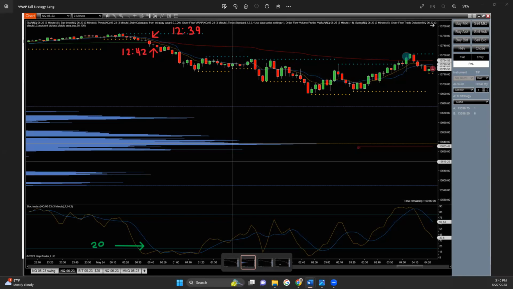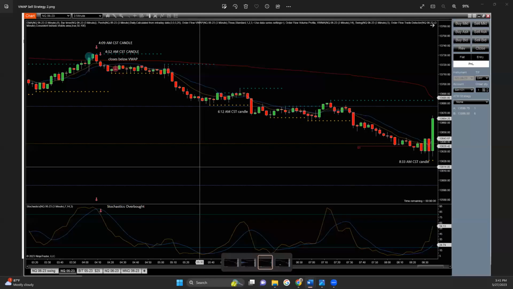So the next thing we're going to do is focus on what occurred when the candles retraced back up to this VWAP line. So after this downtrend, let's take a look at what occurred after the candles retraced back up to that VWAP line. So now this is reference figure VWAP Sell Strategy number 2.